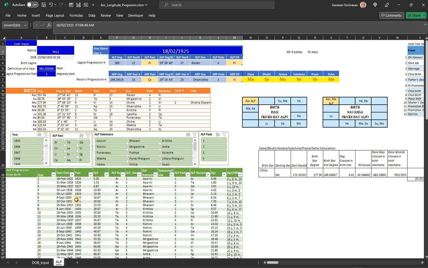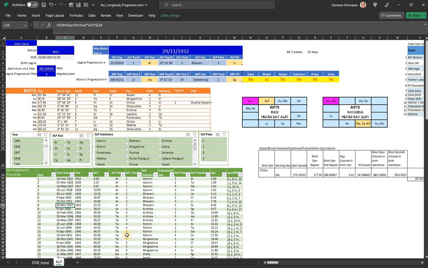And sometimes I felt that if you choose a particular date in this table, that should automatically populate that. Maybe we might have to wait. See, now I have chosen 29th November 1932, and it has put 29th November 1932. And you will be able to track where ALP is for the person. And this is an extremely useful way of tracking.